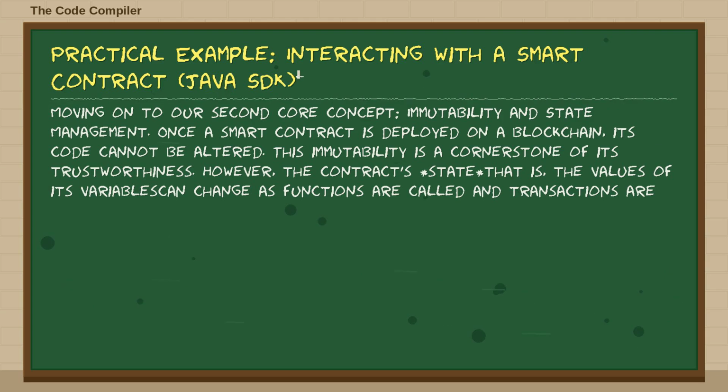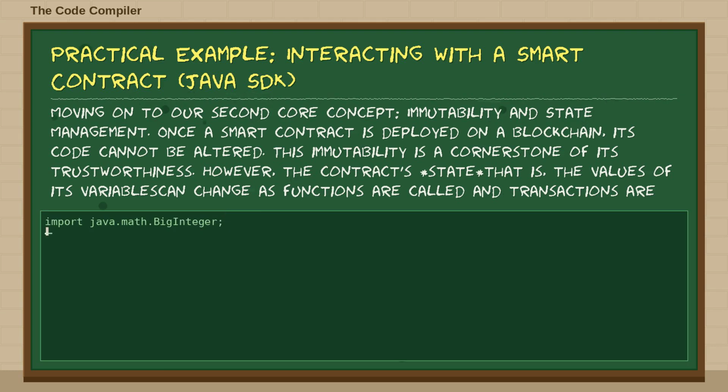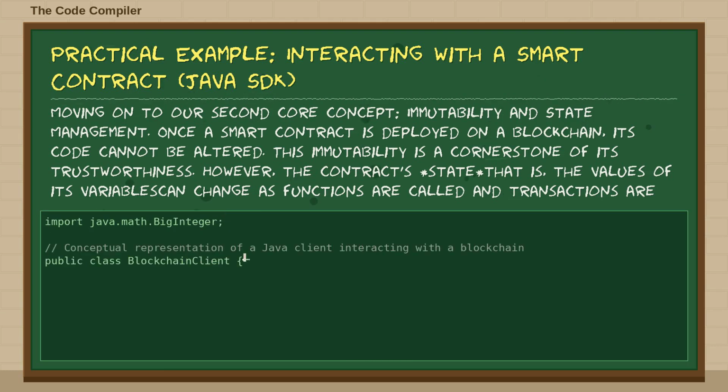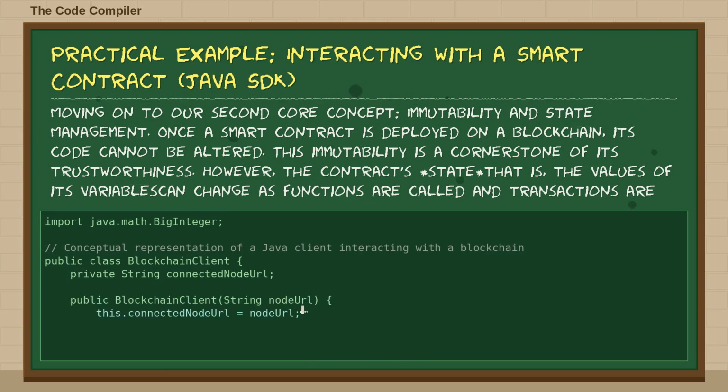Think of it like persistent storage for your Java application, but one that is cryptographically secured and distributed. Our voting contract example shows how a vote for candidate method modifies the total votes state variable. This change is then permanently recorded. Understanding this distinction between immutable code and mutable, but historically recorded, state is crucial for designing robust decentralized applications.